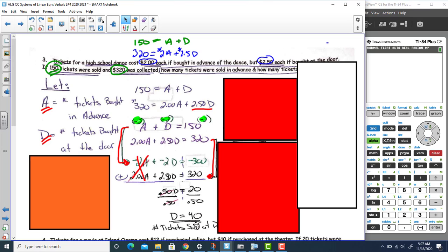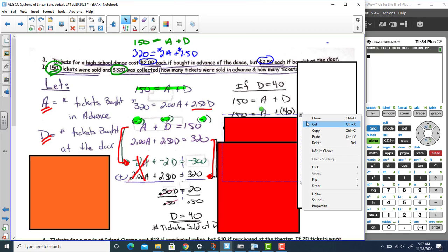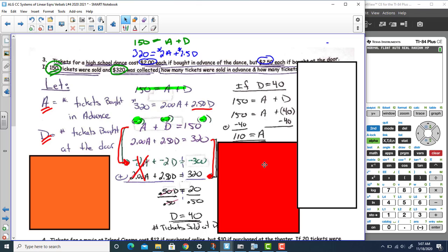Once we know the amount of tickets sold at the door, we have to go back and solve for the other variable, the amount of tickets sold in advance. I like to use the first equation most often to find the second variable. You could use either one, but especially in this case, the first equation is much easier to work with than the second. So I'm going to substitute 40 in place of D. I'll rewrite the original first equation, substitute appropriately, and subtract 40 from both expressions to determine that there were 110 advance tickets sold.